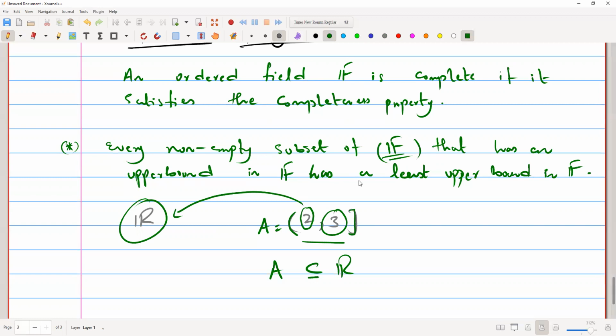So this is the least upper bound present in the set. Sorry, it's the greatest lower bound, not the least upper bound. So its greatest lower bound is 2 and least upper bound is 3.